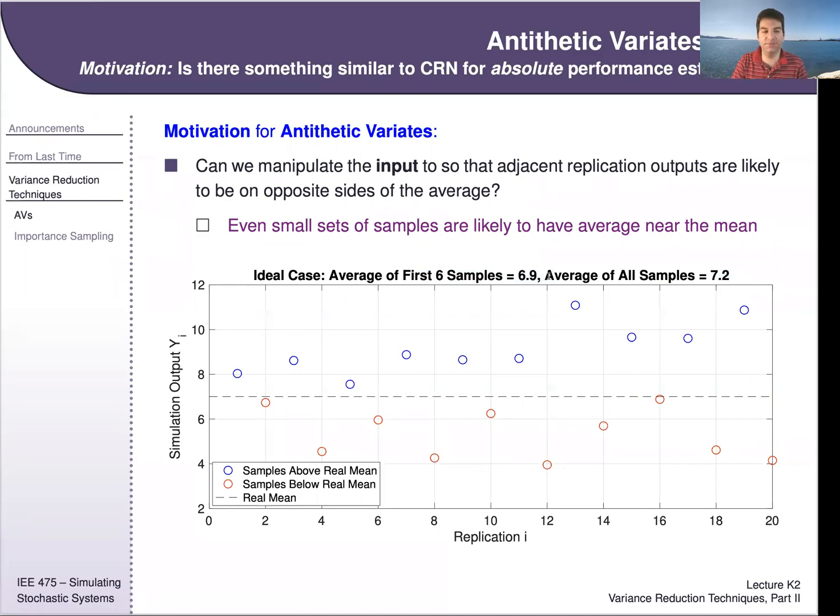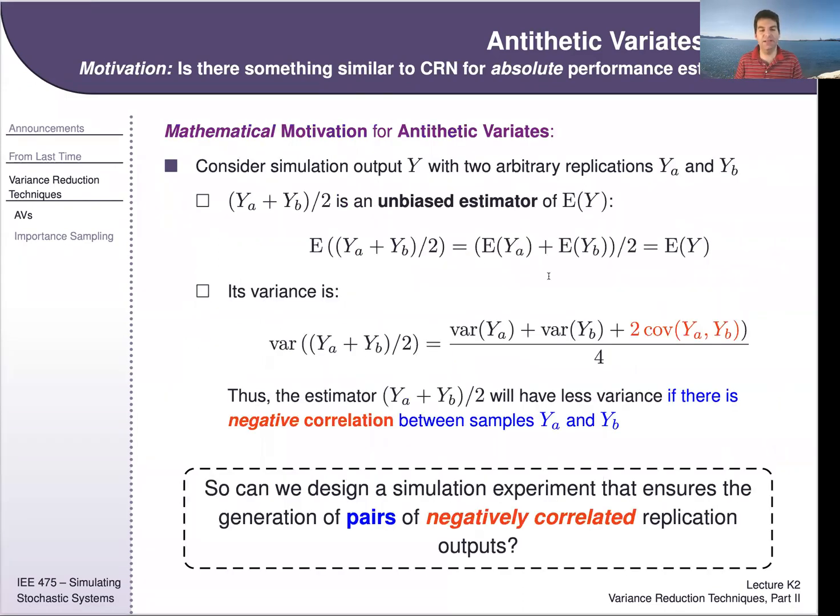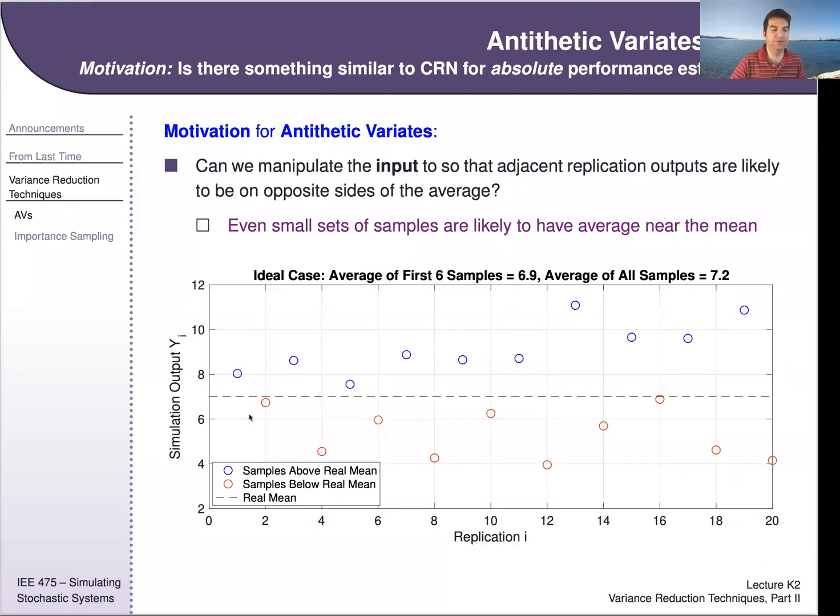So how do we make that work? Well, the idea here is that, just like in common random numbers, we're trying to introduce a correlation between pairs of replications. In this case, between odd numbered replications and the even numbered replications that follow them. So I want to generate a correlation between replication 1 and replication 2, and a correlation between replication 3 and replication 4.